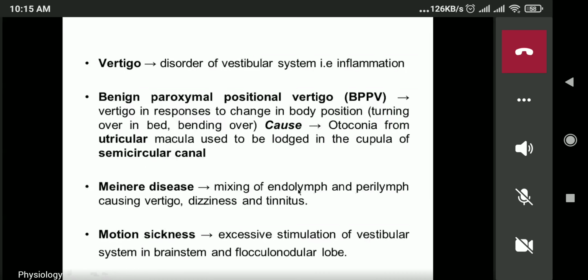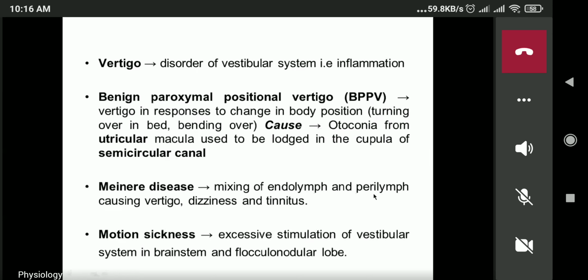What is the cause? The mixing of endolymph and perilymph. Endolymph and perilymph are in the cochlea, right? When we read about audition, inner ear audition, then we will get what is endolymph, what is perilymph. I think you know also because you have already read in your school days.